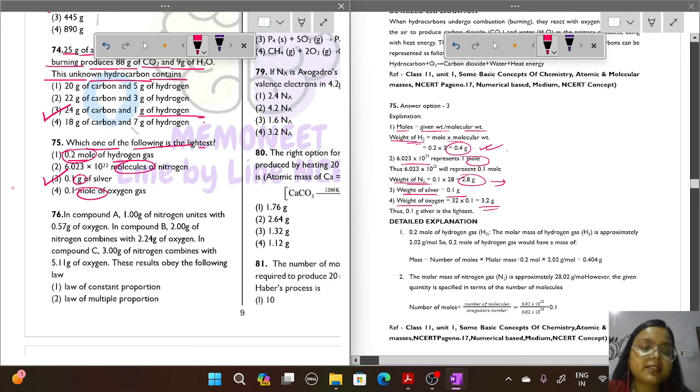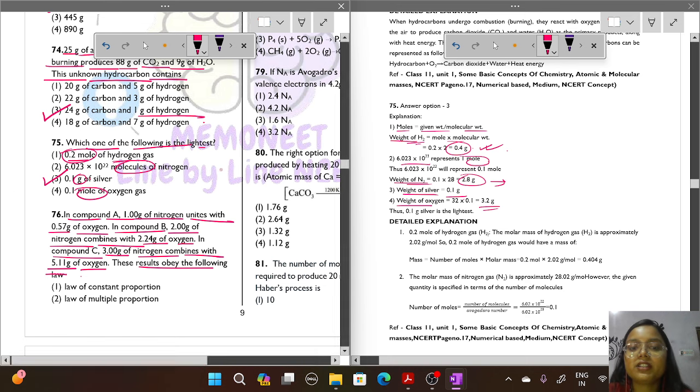Next is question number 76. In compound A, 1 gram of nitrogen unites with 0.57 gram of oxygen. In compound B, 2 gram of nitrogen combines with 2.2 gram of oxygen. And in compound C, 3 gram of nitrogen combines with 5.11 gram of oxygen. These results obey which law?